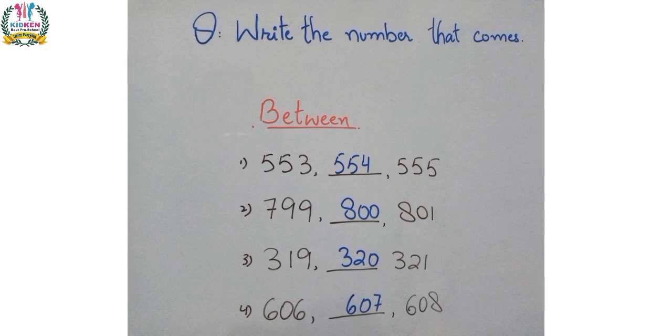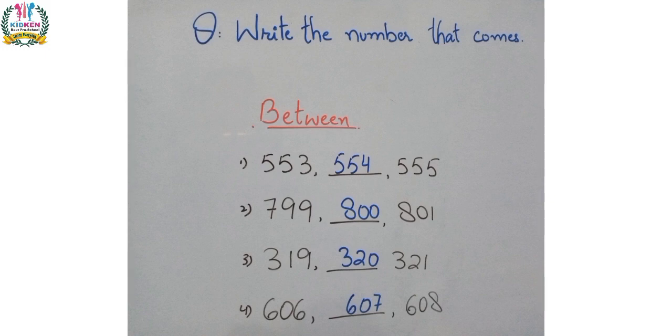Next part of this question, 799 dash 801. Simply we can write the before number of 801 or the after number of 799. So this number is 800. Next part is 319 dash 321. Again we can write the before number of 321 or the after number of 319. So we have the answer 320.